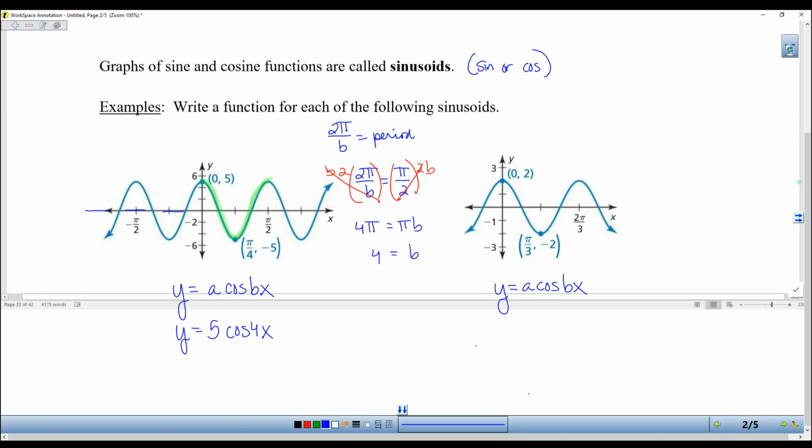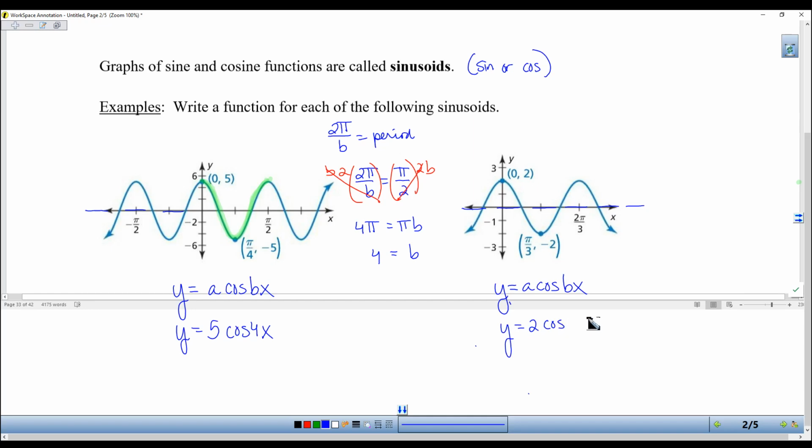So that's the number that must have been there that created the length as being pi halves. All right, let's do that for this one now. Remember, your first step is to find the midline so that you can see how high it goes. It goes up to 2, and how low it goes, down to -2. So my amplitude is 2.